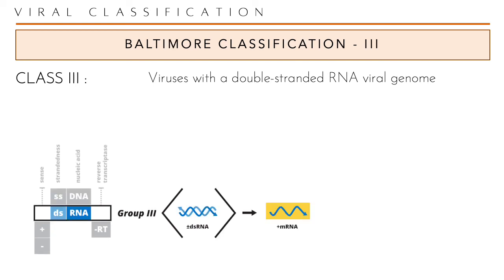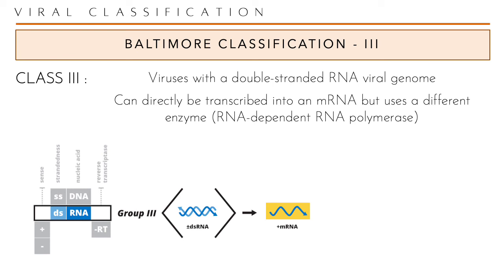Class 3, you have a dsRNA, a double-stranded RNA, and this one can easily be transcribed into an mRNA, same as the double-stranded DNA, but using a different enzyme, that is the RNA-dependent RNA polymerase, which is carried by the virus, meaning the virus carries its own enzyme, okay? Not like class 1. Example would be that.